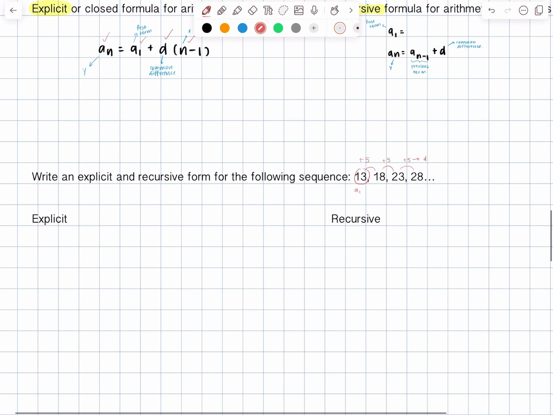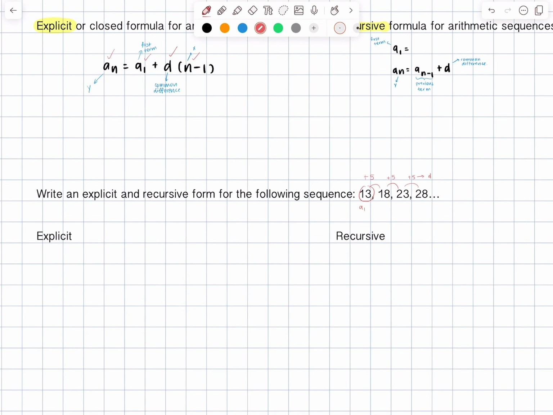So we're good. For our explicit formula, let's choose a different color here. Let's say green. Okay, so a sub n equals our first term, which is 13, plus d, which is positive 5, times n minus 1. So this is my explicit formula for this sequence.